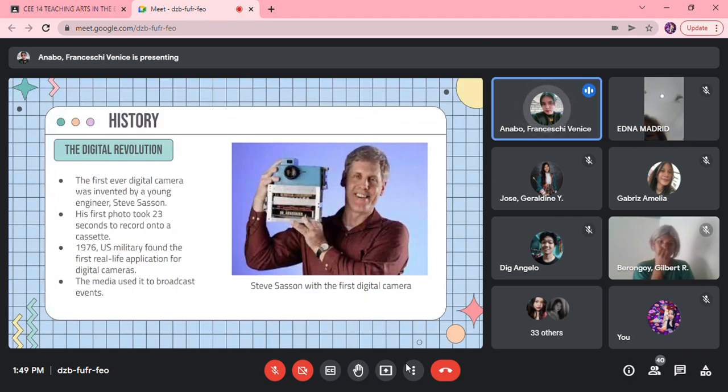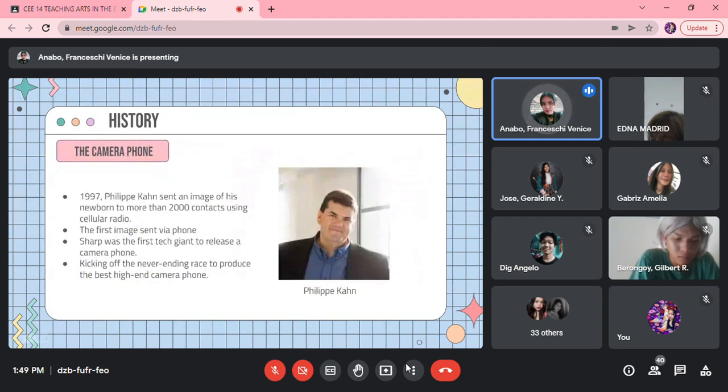So the U.S. military, ang first real-life application nila sa digital camera is through satellite technology. The media used it to broadcast events. So during this time, the DSLR camera started to take off. And at the right side, we can see Steve Sasson with the first model of the digital camera. Malaki-laki yung first model ng digital camera. Yung digital camera na familiar tayo, yung maliit lang, yung handy lang na bibitbit. Magaan lang.